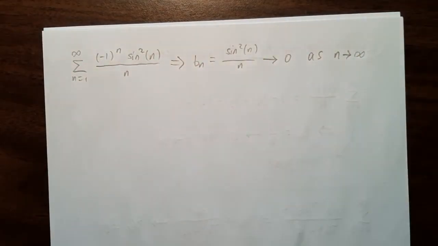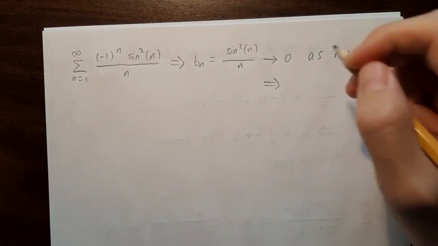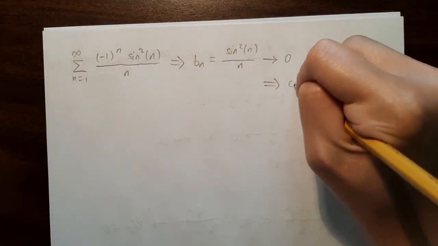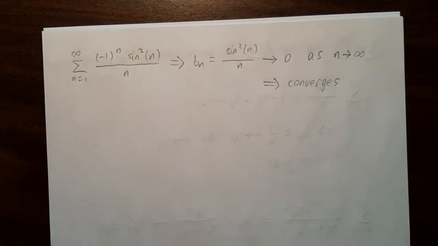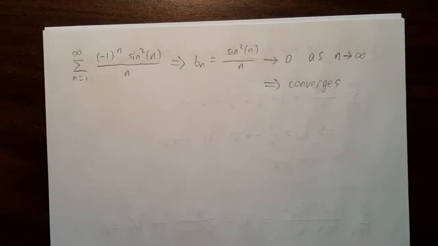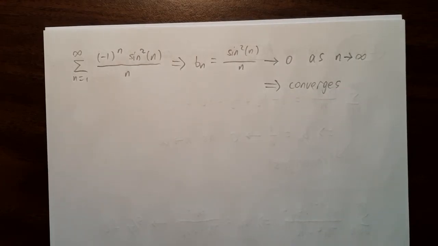All right, so the b sub n's go to 0, so therefore the series converges. Right? Except that it doesn't. So it turns out, at least, we can't conclude that it converges by the alternating series test. That seems weird because it looks like we did everything we were supposed to.